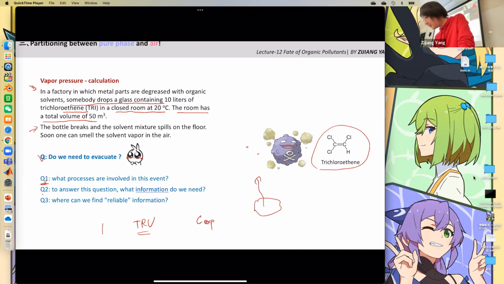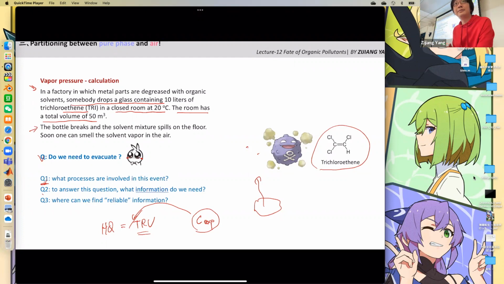And we can calculate the hazard quotient, which equals the exposure divided by TRV. And then if HQ is greater than 1, then we need to evaluate. TRV is the toxicity reference value. And so we want to know the exposure, but this is unknown here. Do we need any other information to know this exposure, like the concentration of TRI in the room? What information do we need?